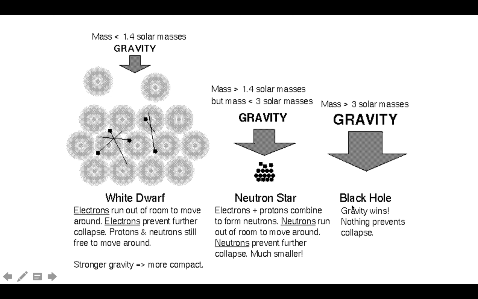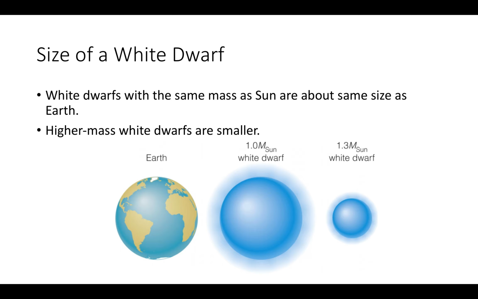And then we'll talk about black holes, where gravity overcomes. There's no internal pressure on the inside. There's no electron degeneracy pressure, no neutron pressure on the inside. So nothing prevents the collapse. The collapse occurs, and now you end up with a black hole.